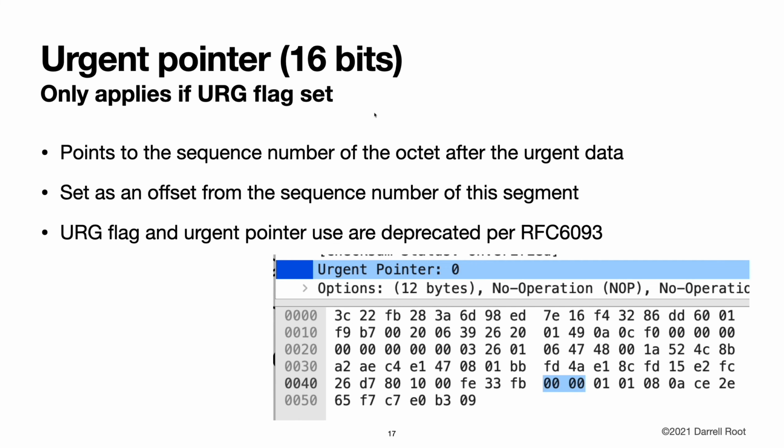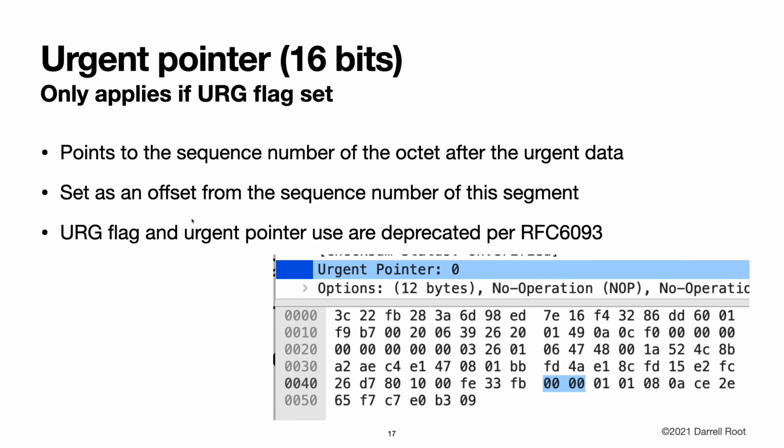The urgent pointer is 16 bits. It only applies if the urgent flag is set, and it points to the sequence number of the octet after the urgent data. It's set as an offset from the sequence number of this segment. The original intention was that this would be for things like hitting Control-C in an FTP connection to terminate the connection urgently.